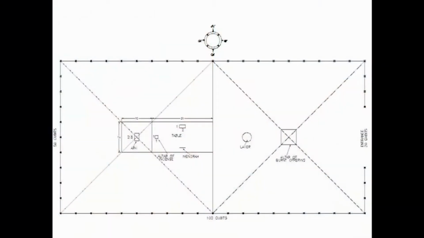Now, the tabernacle is an oblong structure consisting of 3 zones, and they are the Holy of Holies, which is this little square right here. It's 10 cubits by 10 cubits by 10 cubits. And then there's the holy place, which is twice the size of the Holy of Holies. And then there's the outer court.